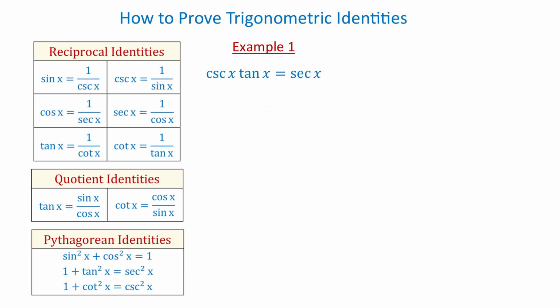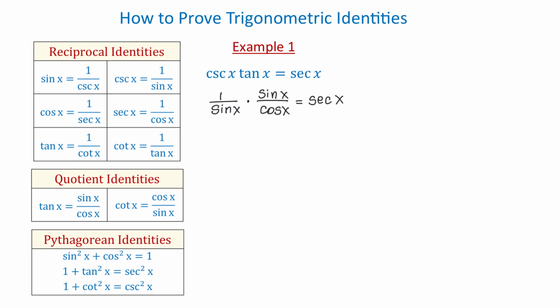One simple technique that often works is to rewrite each trigonometric expression in terms of sines and cosines. So, using the fundamental trigonometric identities, we will write cosecant of x as 1 over sine of x and tangent of x as sine of x over cosine of x. Then the right side is secant of x.